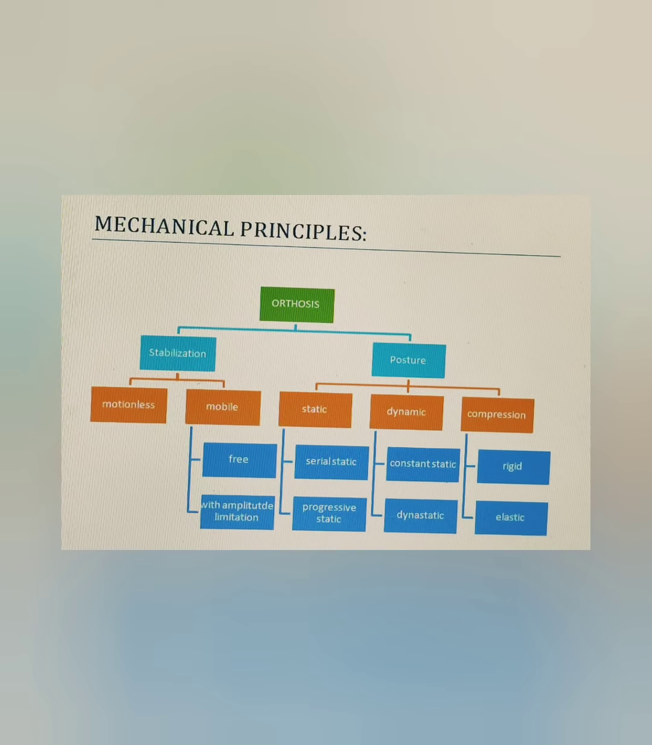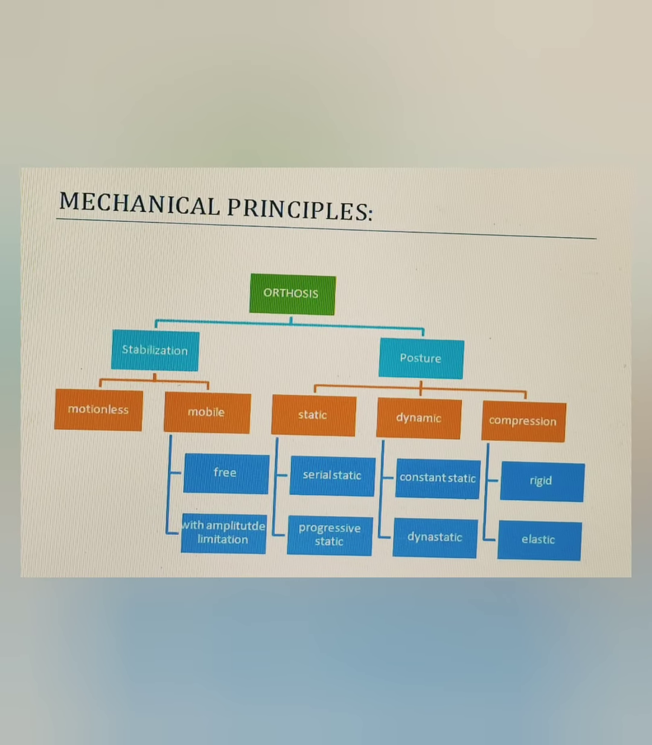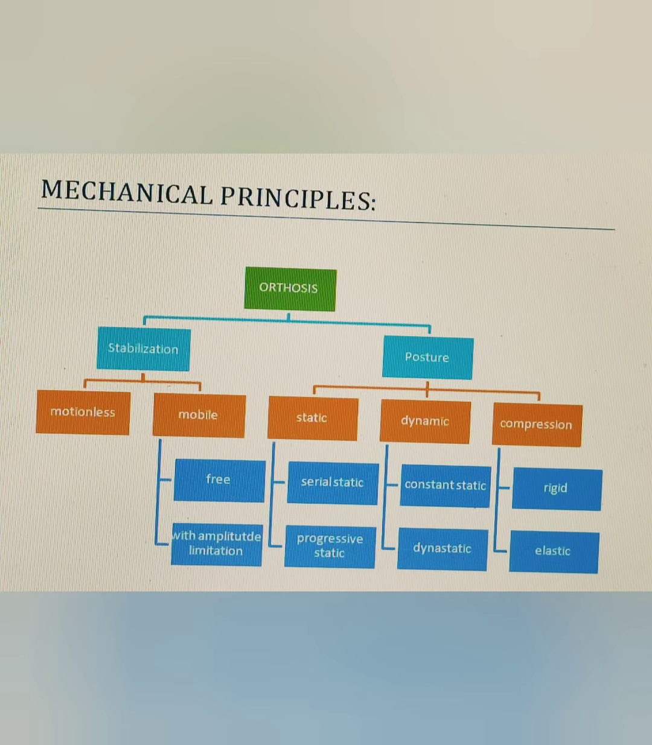There are two divisions of orthosis: stabilization and posture. Stabilization can be further divided into two classes, and posture can be divided into three parts. So first we will see stabilization. The two classes are motionless and mobile. Mobile has two further classes, that is freely mobile and second, with amplitude limitation.